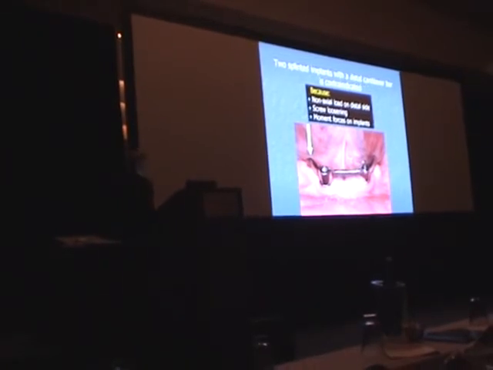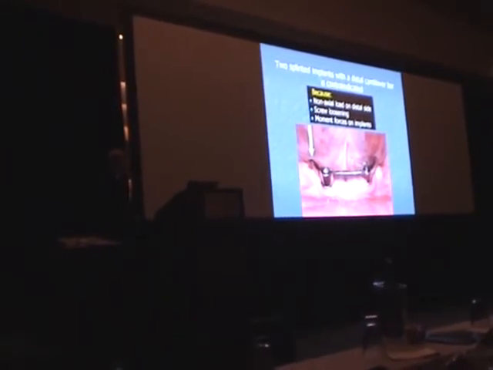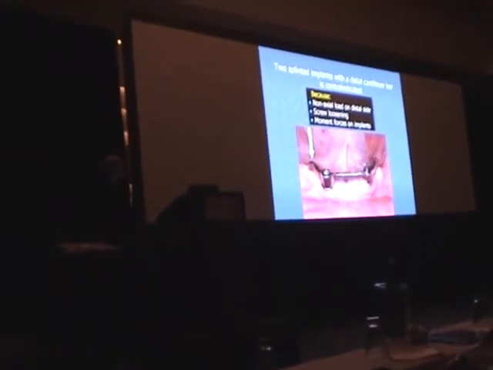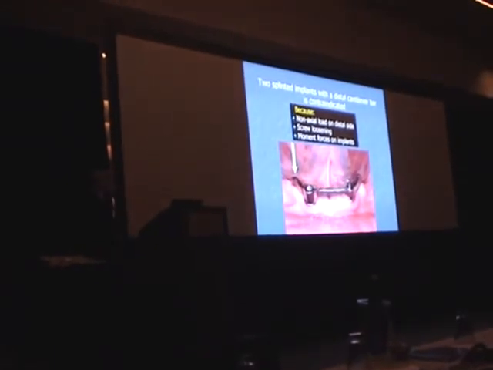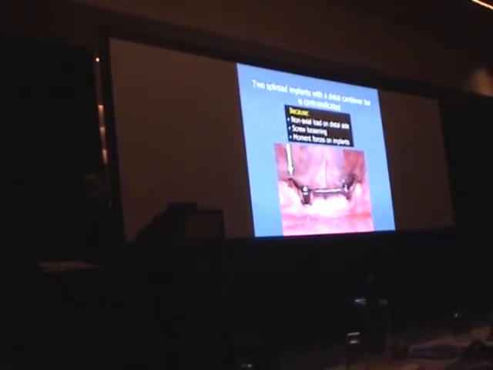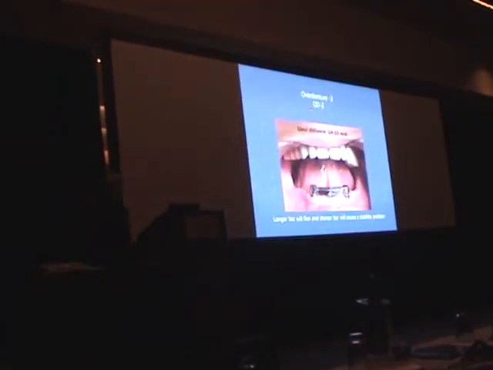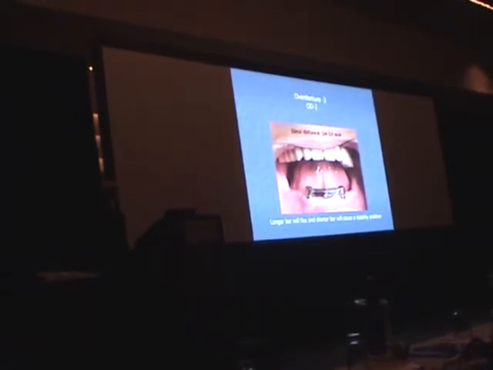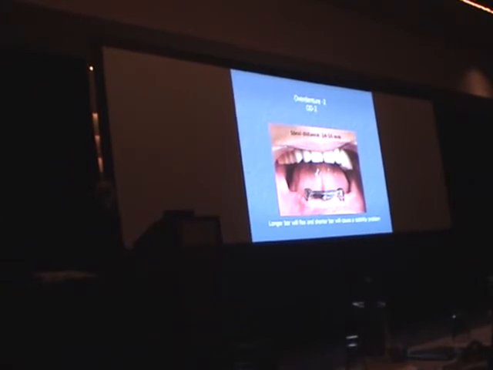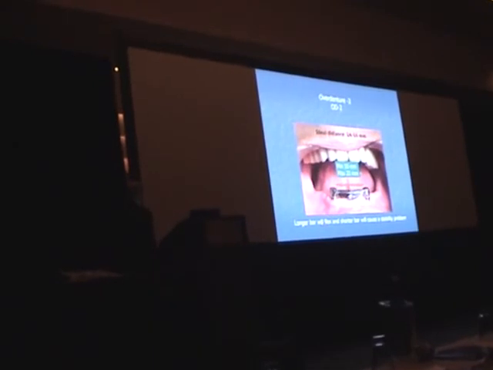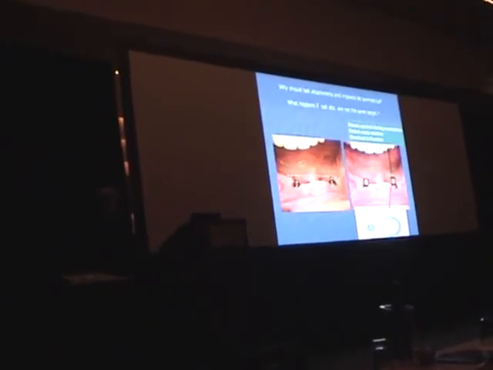2 splinted implants with a distal cantilever bar is contraindicated because non-axial load on the distal side, screw loosening, and moment forces on implants occur. This patient came to my office with screw loosening and had received this bar design 3 months ago and was never happy. So in Overdenture 2 design, the ideal distance between implants should be 14 to 16 millimeters, with a minimum of 10 and a maximum of 22 millimeters. If you have a longer bar, it will flex, and a shorter bar will cause stability problems.